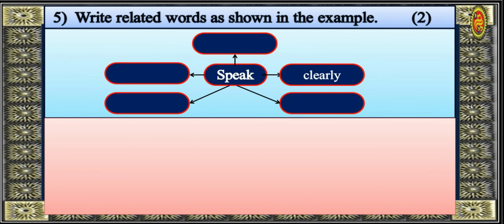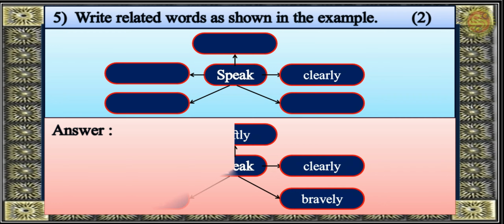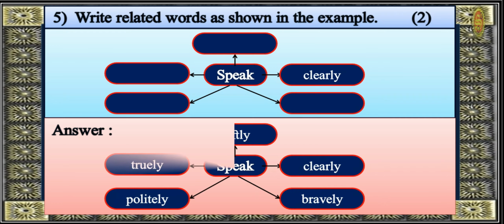Fifth, write the related words as shown in the example. 2 marks. Speak, clearly. Answer: speak, clearly; brave, bravely; polite, politely; true, truly; soft, softly.